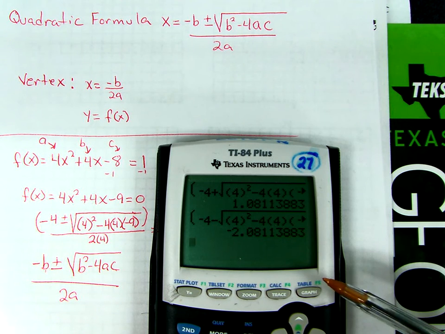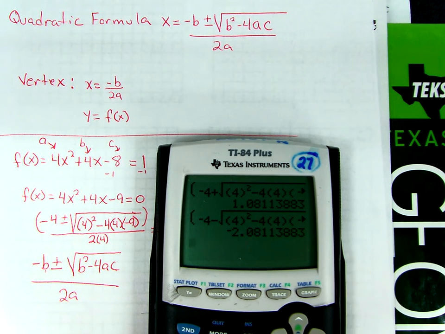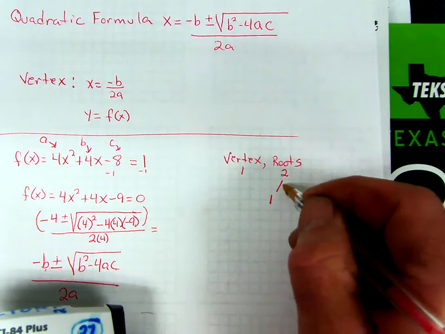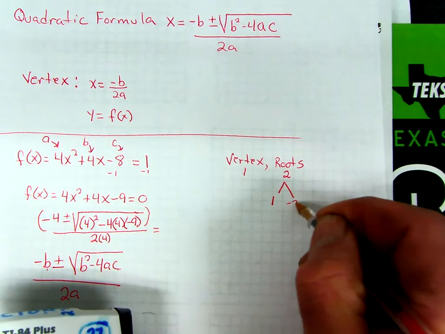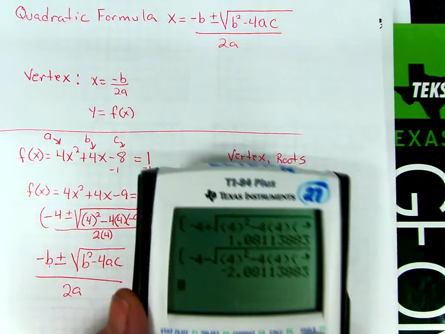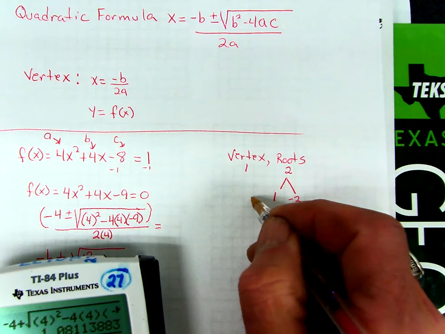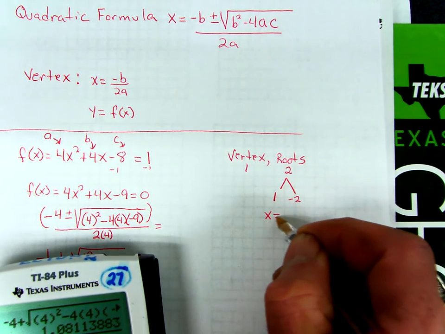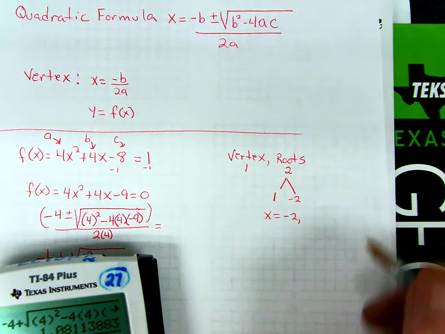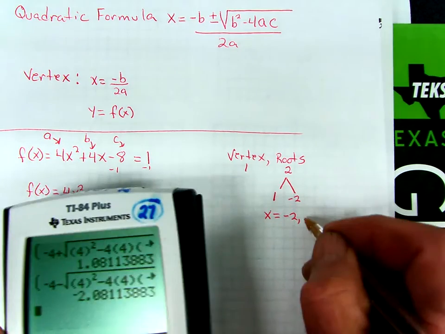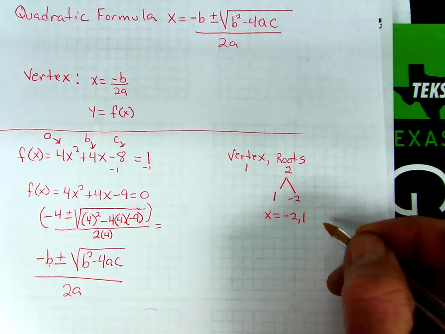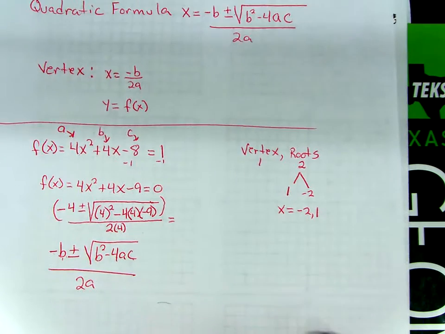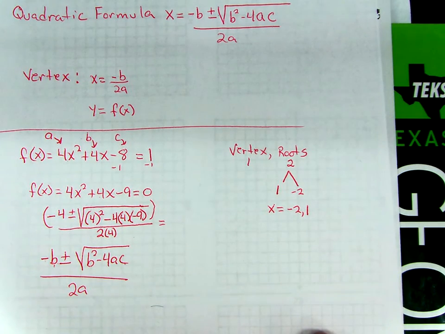Negative 2.08. I'm going to call that close enough to the whole number negative 2. So my other root is negative 2. Now these are x values. So for the roots, x equals negative 2, and 1. You always write the smaller one first. I just need one more point, and I can go graph this bad boy.